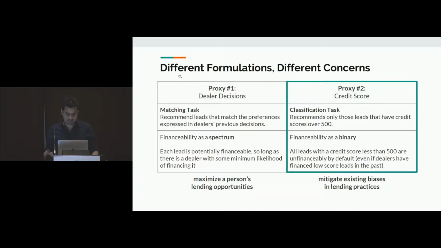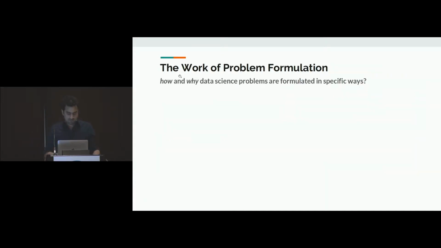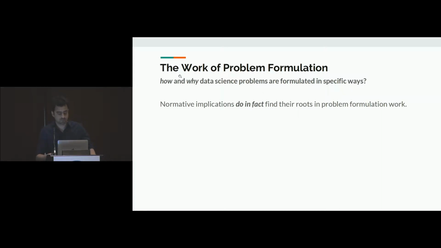We describe this and other concrete takeaways in much greater detail in the paper, in which we argue that problem formulation is an important site for empirical and normative investigation. If normative implications such as unfairness flow in part from the very formulation of the problem, then we need to understand why and how data science problems are formulated the way they are, and why formulations that seem normatively preferable do not prevail in practice.